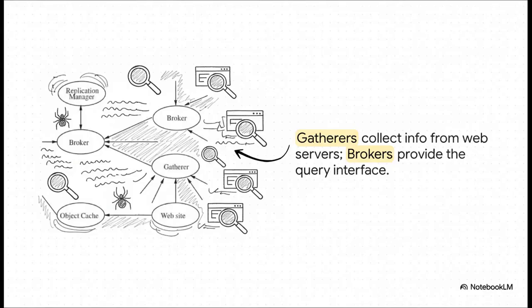And this new way of thinking is what we're seeing here. Instead of one big central system, you have what they called gatherers. These are smaller, localized systems that just collect info from web servers. Then you have brokers. And a broker's job is to provide the query interface. It goes out and asks the different gatherers for their information, combines it, and serves up the search results. It's a really clever way to separate the job of collecting data from the job of searching it.